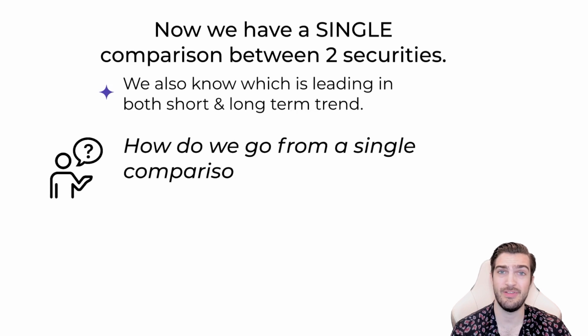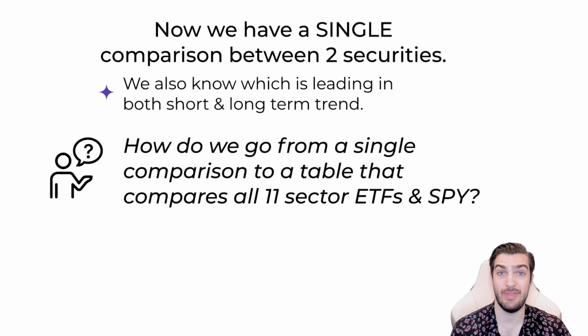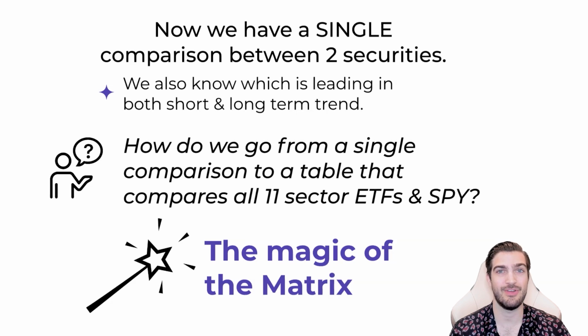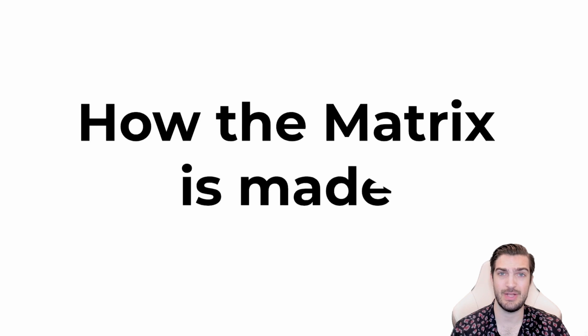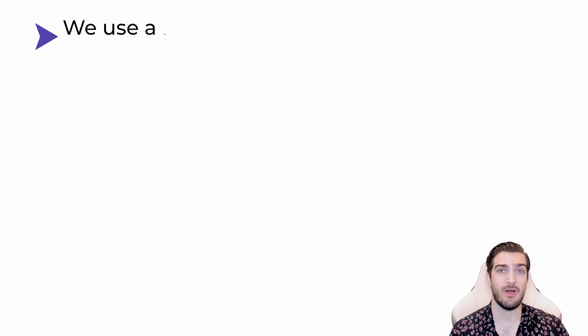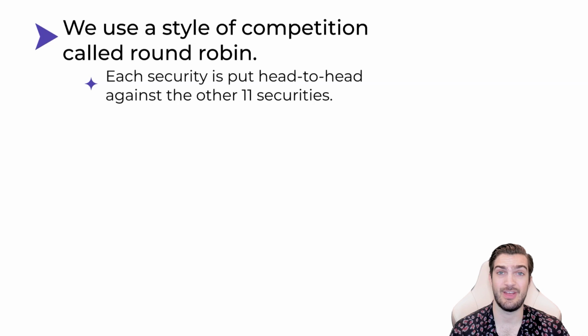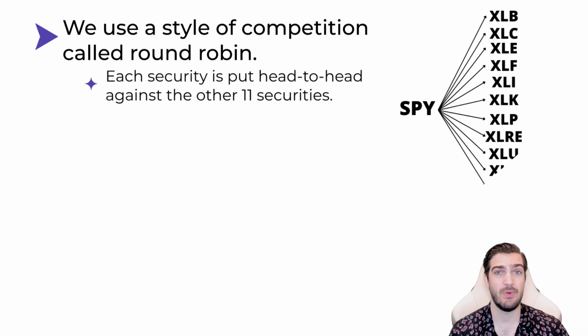But how do we go from a single comparison to a table that compares all of these 11 sectors and the S&P 500 itself? Well, that's where the magic of the matrix comes in. To go from relative strength to the matrix, what we use is a style of competition known as a round robin. In a round robin, we take one security, in this case our sector ETF, and compare it against all of the other options. So if we had SPY, for example, we would compare SPY against the 11 other sector ETFs.